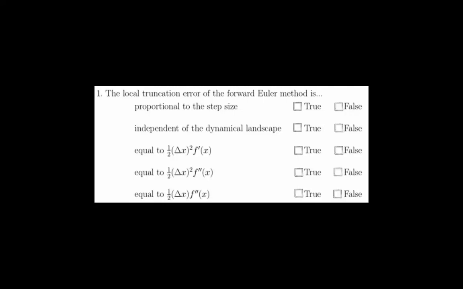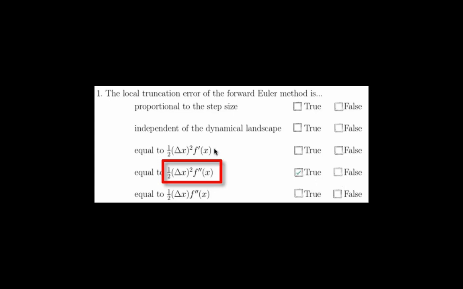The first question on this quiz asks various things about the local truncation error of the forward-Euler method. I think the easiest way to start is to know what the actual error is, and then we can base all the other questions off this. If we recall, this is actually the error of the forward-Euler method. So this question is true.